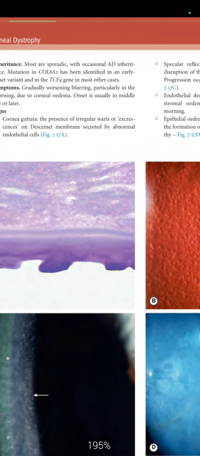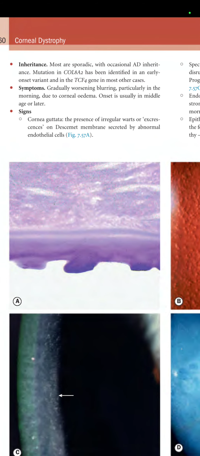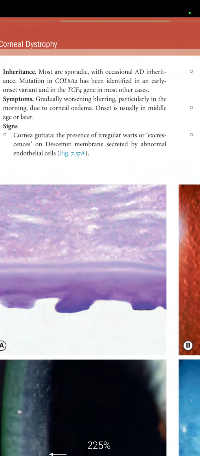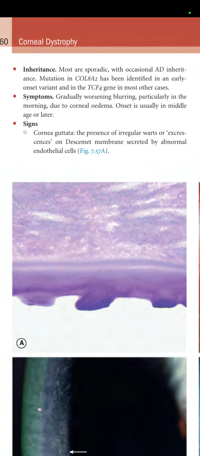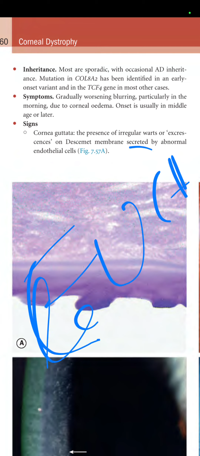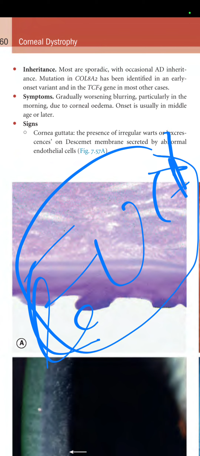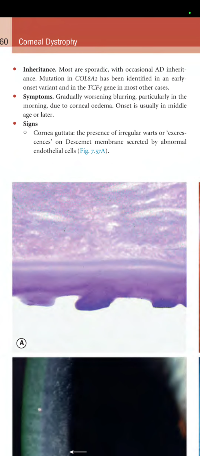Inheritance, most are sporadic with occasional autosomal dominant inheritance. Mutation in the COL8A2 has been identified in the early onset variant and in the TCF4 gene in most other cases. Symptoms include gradually worsening blurring, particularly in the morning due to corneal edema. Onset is usually in middle age or later. So basically, this is the only dystrophy that presents later in life. And the patient usually presents on awakening in the morning due to the corneal edema.